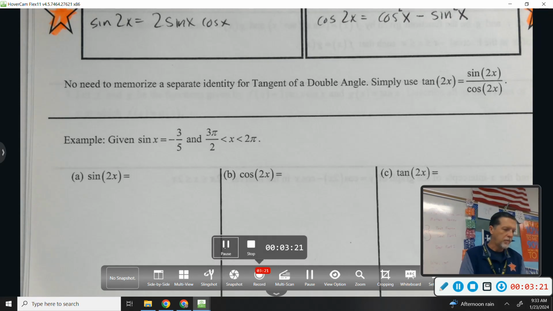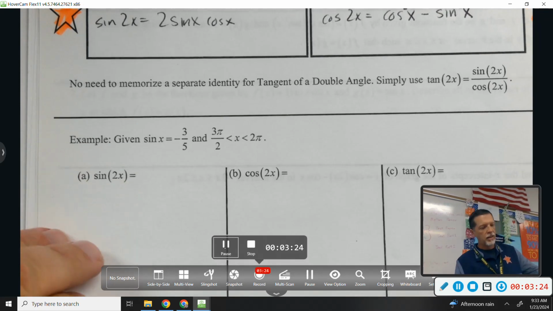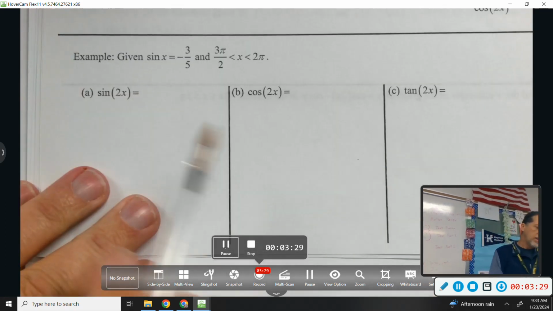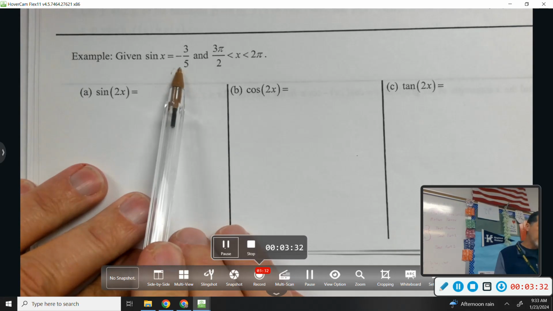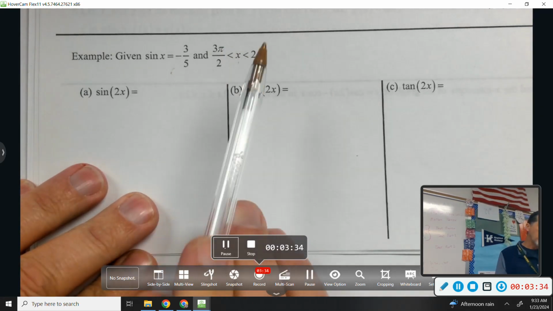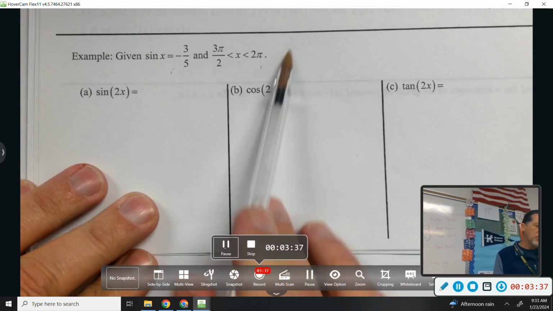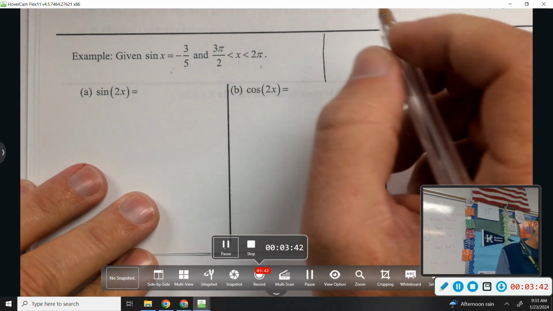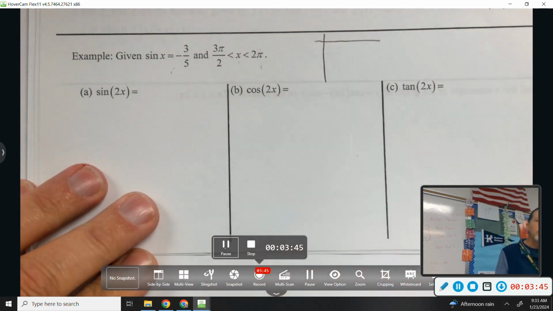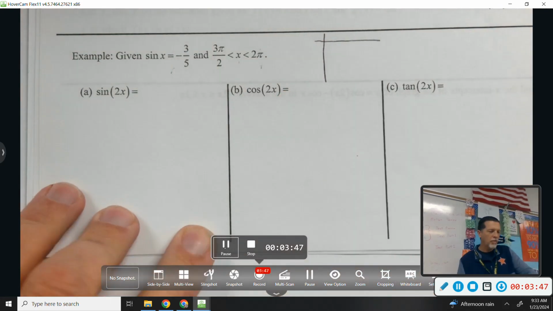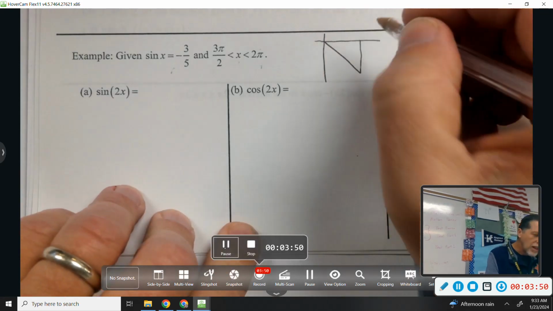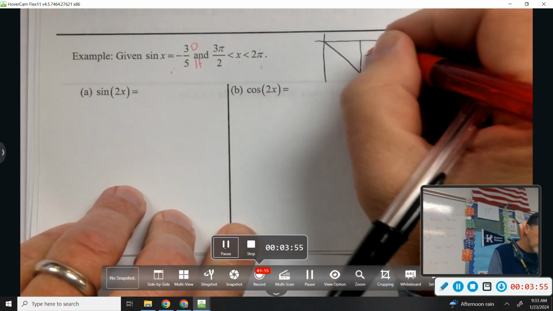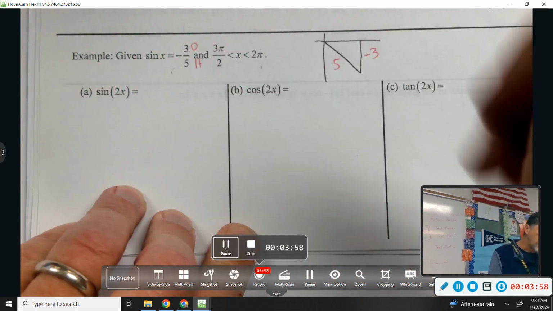Okay, example. Example 1 and only. Given that the sine is negative 3/5 and x is between 3 pi over 2 and 2 pi, what do you think we should do with this information? Draw it. And if you're thinking ahead, you can draw only one quadrant because it's between 3 pi over 2 and 2 pi. Sine is opposite over hypotenuse. So my missing side is 4.